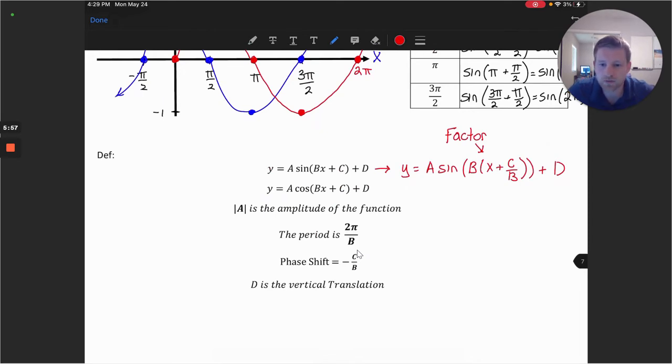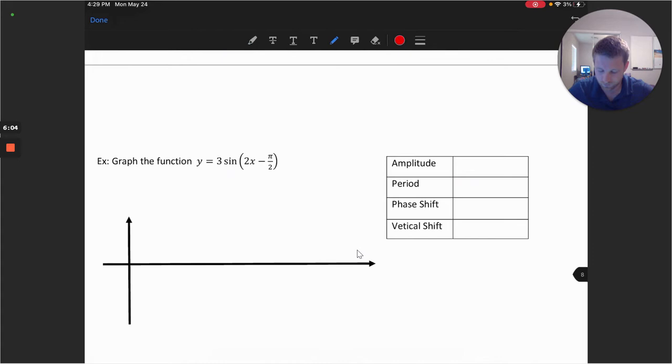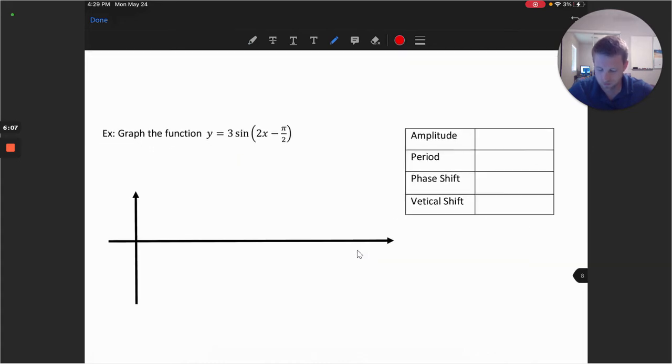So we'll take a look at one example here in this video of working with a phase shift. We'd like to graph the function y is equal to 3 times sine of 2x minus pi over 2. So the first thing I'm going to do here is factor this so that I have the b and the c over b component. So I can rewrite this in a factored form.